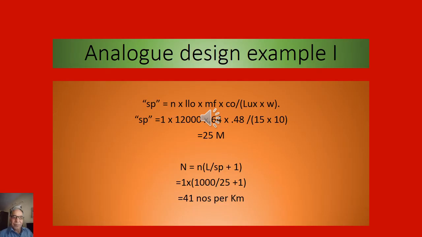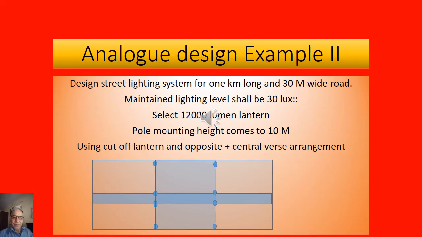Analog design, example 1 continued. Spacing and effective number of lanterns, lumen output, maintenance factor, COU, lux, and width shall be put in the equation, and we get 25 meter spacing. This spacing shall be used in the second equation, which gives the total number of lanterns for 1 kilometer length. We get 41 lanterns for 1 kilometer of length, one-sided.